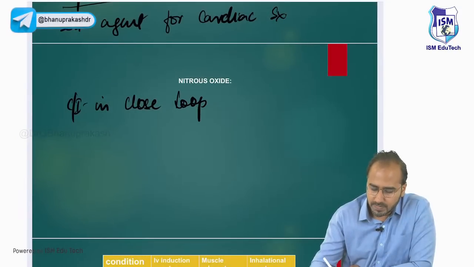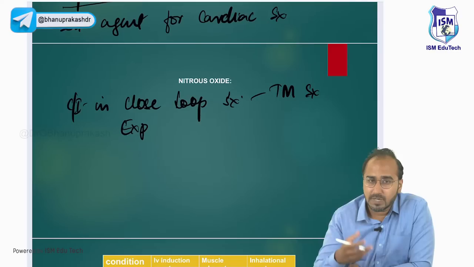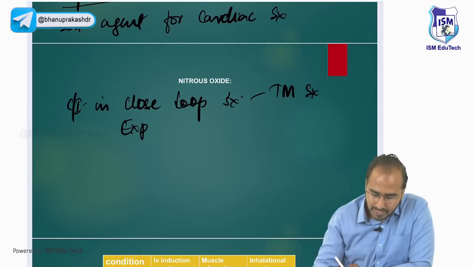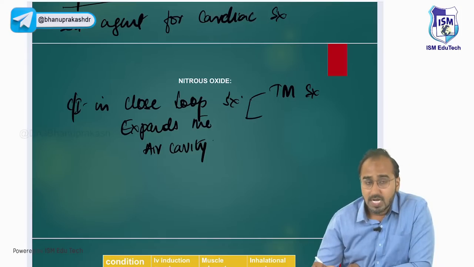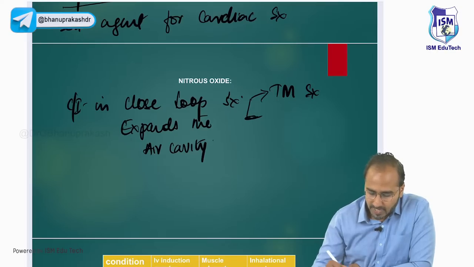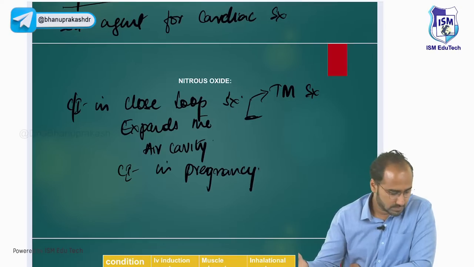Apart from that, what other point will you remember about nitrous? Remember, nitrous oxide is contraindicated in closed-space surgeries. Closed-space surgeries could be what? Tympanic membrane surgeries. Why? Because nitrous expands air-containing cavities. Wherever it goes, it will expand closed spaces and air-containing cavities. That's why nitrous is contraindicated in tympanic membrane surgery. Nitrous is also contraindicated in pregnancy. Okay?